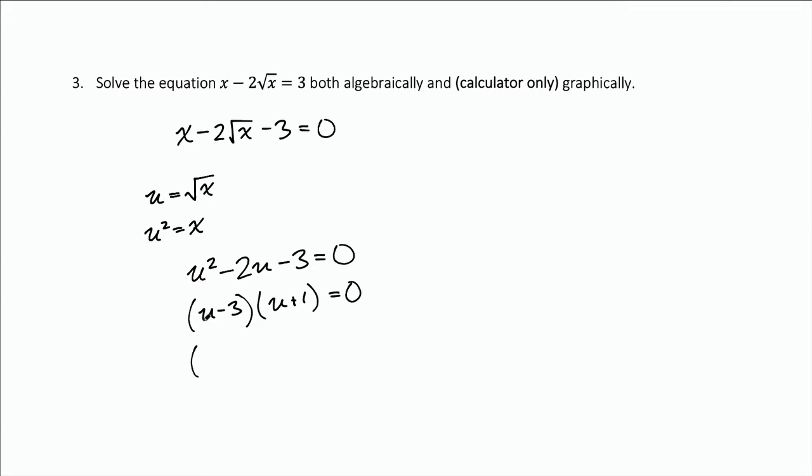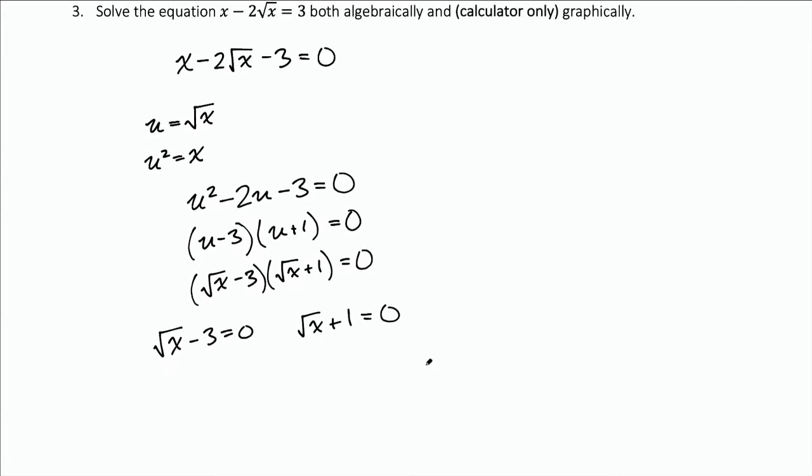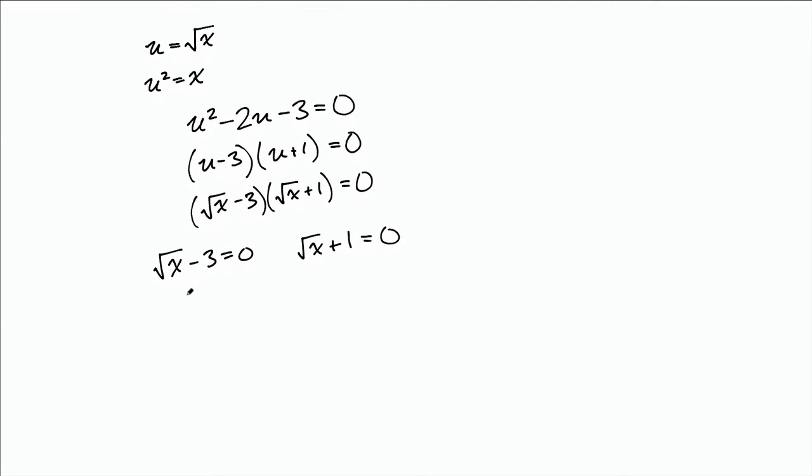Let's now plug in what we know u is. u is the square root of x. So we have the square root of x minus 3 times the square root of x plus 1. Now we set each of these factors equal to 0. So the square root of x minus 3 equals 0, and the square root of x plus 1 equals 0. Continuing on, if we add 3 here, we get square root of x equals 3. And then we can square both sides and get x is equal to 9.